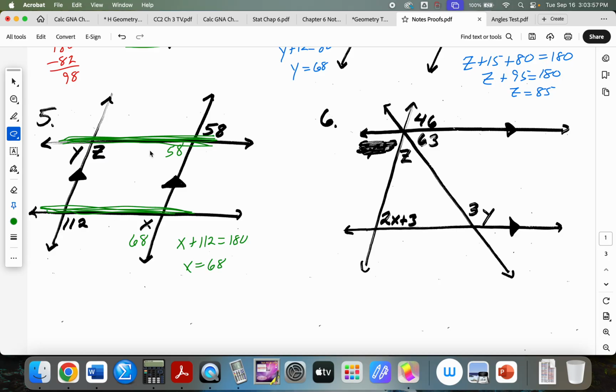What kind of angles are the y and the 58? Corresponding, so that's 58. What kind of angles are the z and this 58? Same side interior, so how are they related? Supplementary. 180 minus 58 is 122.